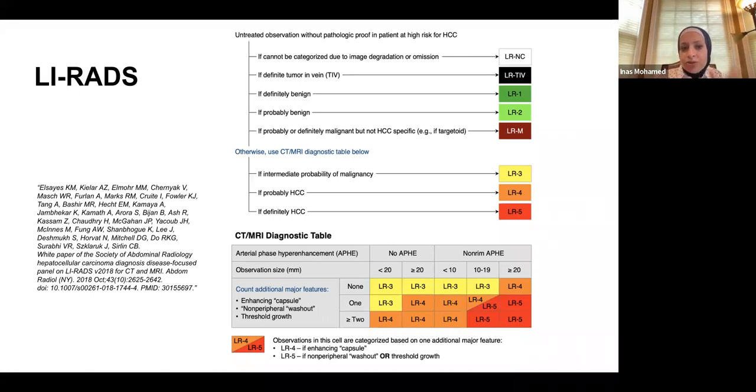Okay, it's a beautiful paper, and this is the paper I got it from, by Dr. Sais. If you want to read it, it's about the LI-RADS. It's very important if you're going to look at MRIs for patients with cirrhosis.